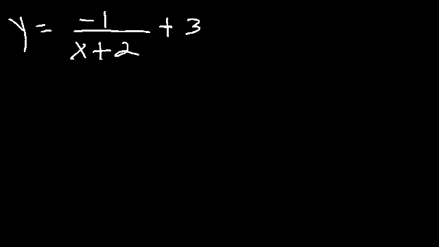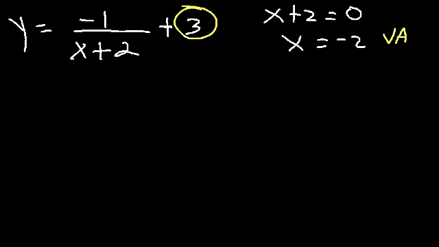Try this one. If we set x plus 2 equal to 0, this will give us the vertical asymptote, which is negative 2. This number tells us the horizontal asymptote, which is y is equal to 3. And the negative sign tells us that it reflects over the x-axis, which for rational functions, is equivalent to reflecting over the y-axis.